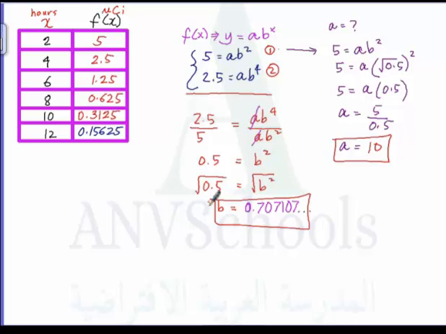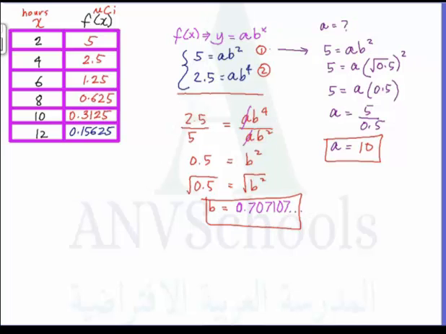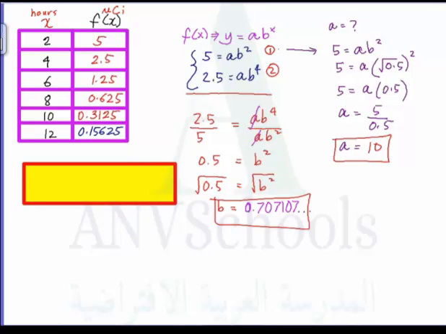Okay, our equation now is f of x is equal to ab^x, and our a is 10, our b is 0.707107 raised to x. This is our equation.